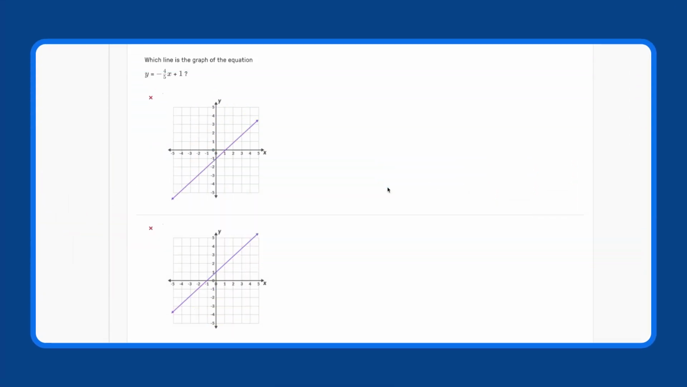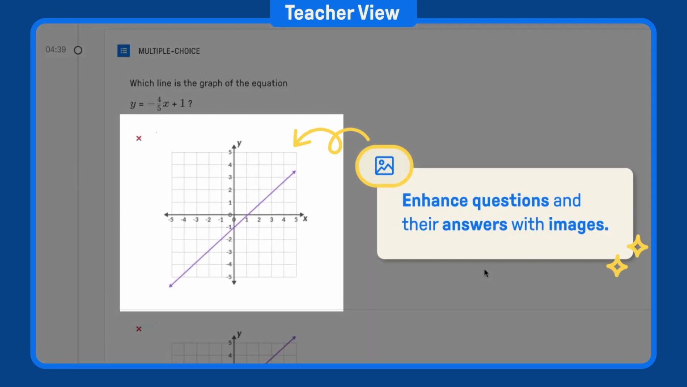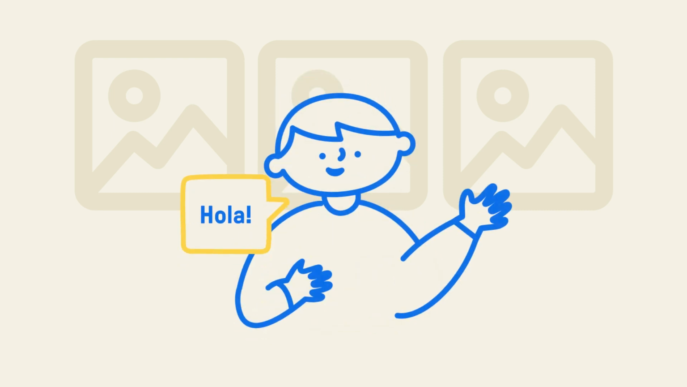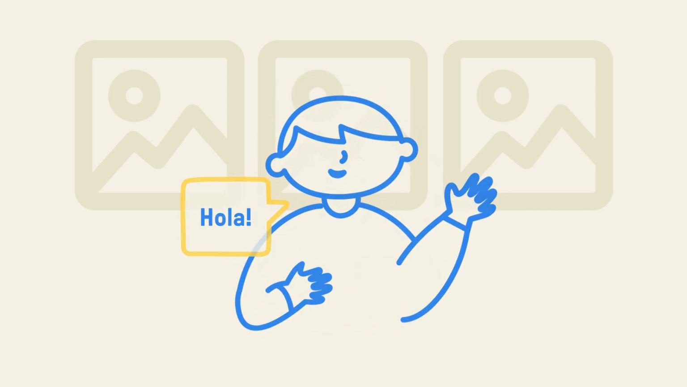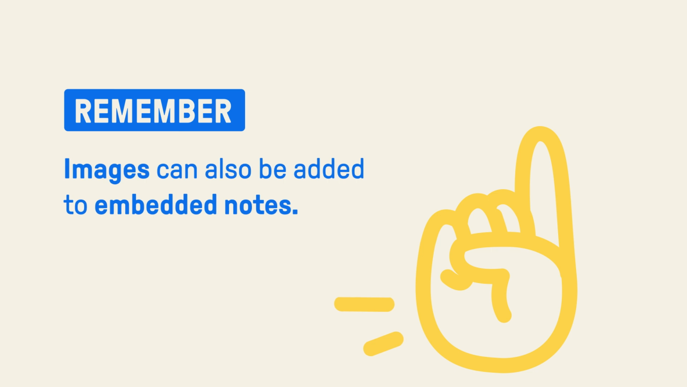In addition to audio, questions and their answer choices can also be enhanced with images. Adding images is another way to support emerging readers, English language learners, and students who benefit from visual aids, whether it's an official accommodation or not. Remember, images can also be added to embedded notes.